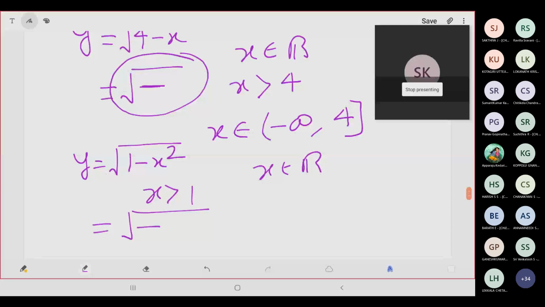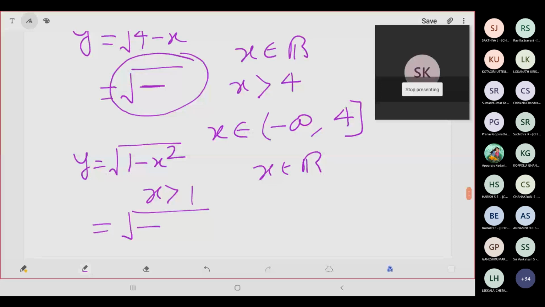Now the left side. You can take x less than -1. So the square of -1 is again +1, and less than -1 means less than -2, less than -3, less than -4. So again this would be a negative quantity inside the square root. That means x lies between -1 and +1. So your interval would be -1 to +1. So finally your domain would be -1 to +1.